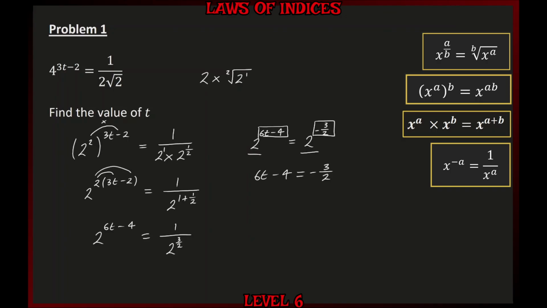So we can start by adding 4 to both sides of the equation, and this gives us 6t is equal to 5 over 2. Finally, dividing both sides of the equation by 6 leaves us with t on the left hand side, and that's equal to 5 over 2 divided by 6, which is 5 over 12. And that's our final answer for problem 1.